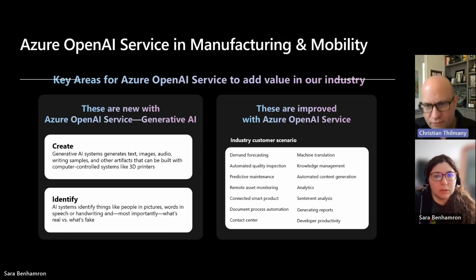And then the overall customer scenarios, both general and more specific to manufacturing, are some of these elements. We'll go through demand forecasting and automated quality inspection. These are very specific to manufacturing. And then overall on the right there, you have general sentiment analysis. This gets into speech, generating reports. These are cross-cutting, cross-industry, more general OpenAI use cases.